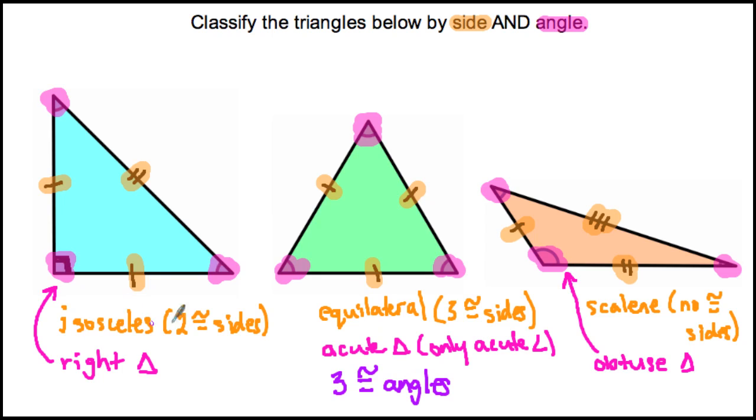The blue triangle, which has 2 congruent sides, also has 2 congruent angles. So because 2 sides are the same length, therefore 2 angles have to be the same size. And finally, the scalene triangle has no congruent sides, so it has no congruent angles. And that can be helpful for us when we're trying to find the values of missing angles in a triangle.